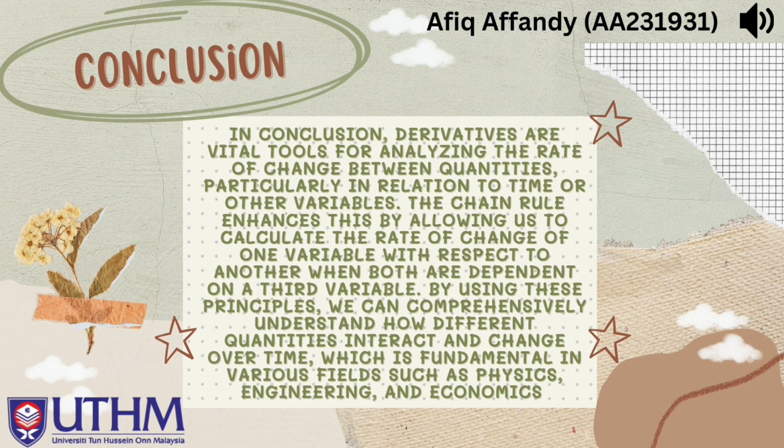In conclusion, derivatives are vital tools for analyzing the rate of change between quantities, particularly in relation to time or other variables. The chain rule enhances this by allowing us to calculate the rate of change of one variable with respect to another, when both are dependent on a third variable. By using this principle, we can comprehensively understand how different quantities interact and change over time, which is fundamental in various fields such as physics, engineering, and economics.